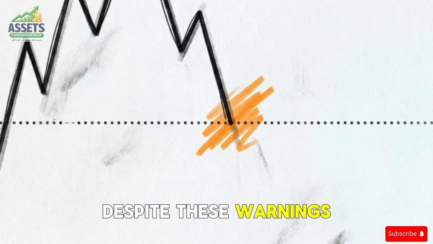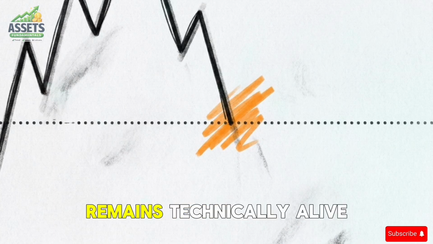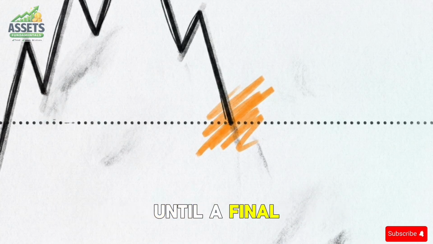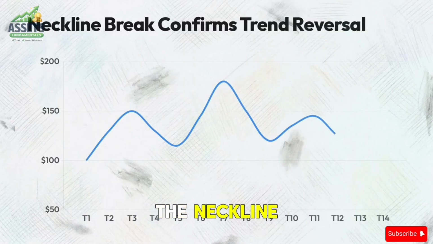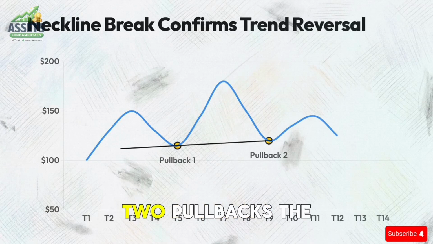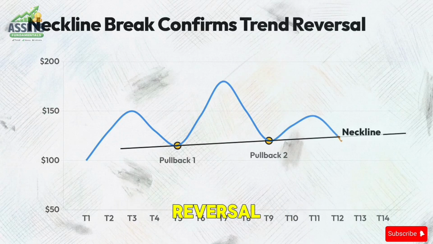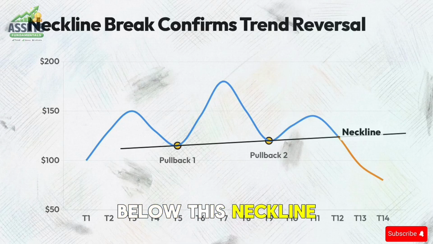Despite these warnings, the pattern is technically incomplete, and the uptrend remains technically alive until a final confirmation threshold is met. This threshold is the neckline, a support trend line connecting the bottoms of the pattern's two pullbacks. The reversal is confirmed only when the price closes decisively below this neckline.